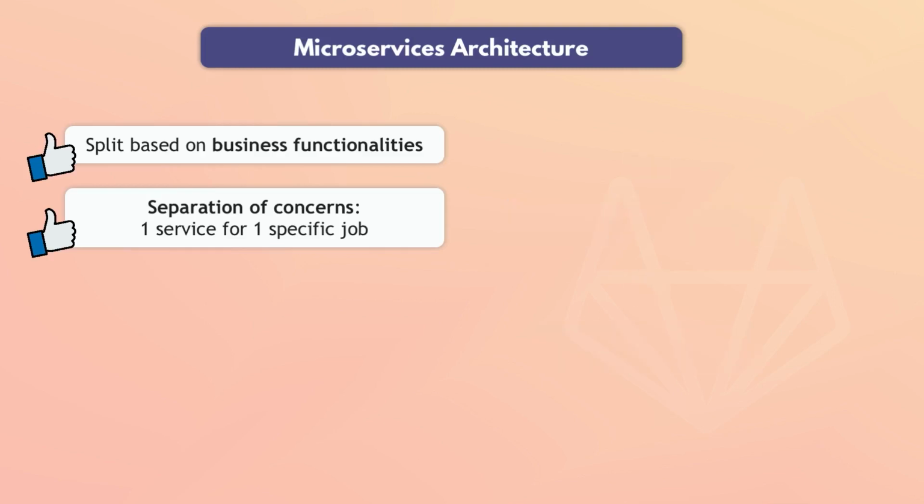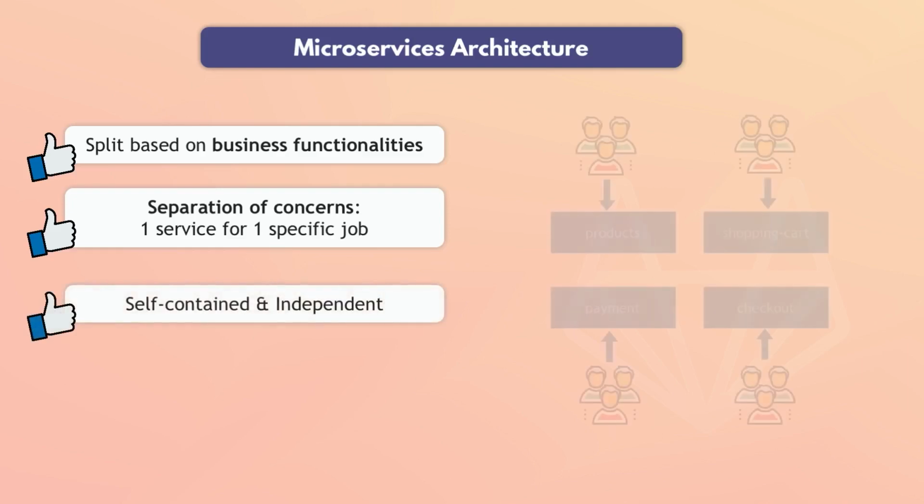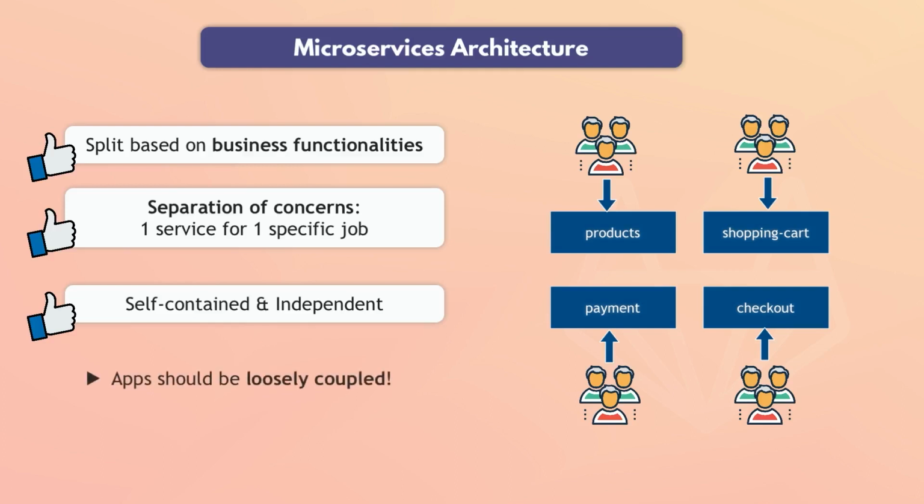And a very important characteristic of each microservice is that they should be self-contained and independent from each other. This means each service must be able to be developed, deployed, and scaled separately without any tight dependencies on any other services, even though they are part of the same application. And this is called loose coupling.